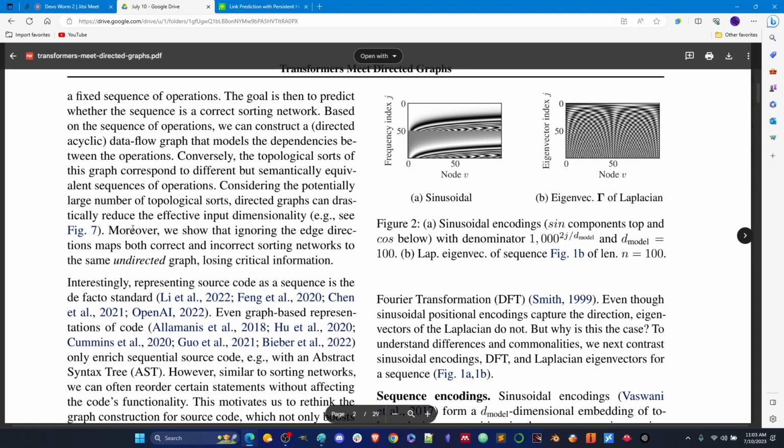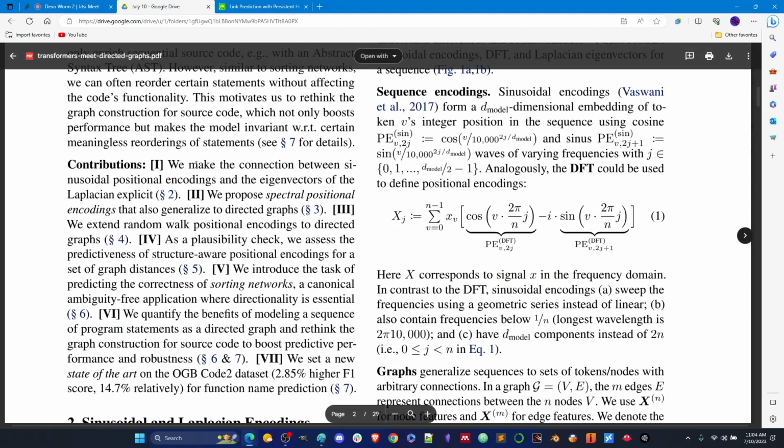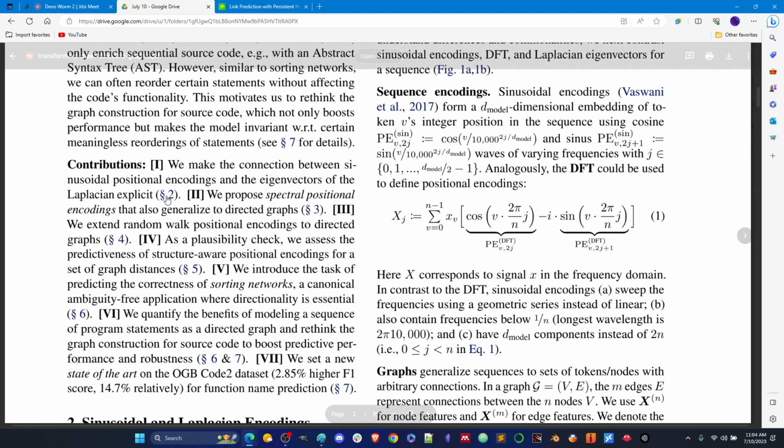Moreover, we showed that ignoring the edge direction maps both correct and incorrect sorting networks to the same undirected graph, losing critical information. So they make a number of contributions here. They make the connection between sinusoidal positional encodings and the eigenvectors of the Laplacian. They propose spectral positional encodings.